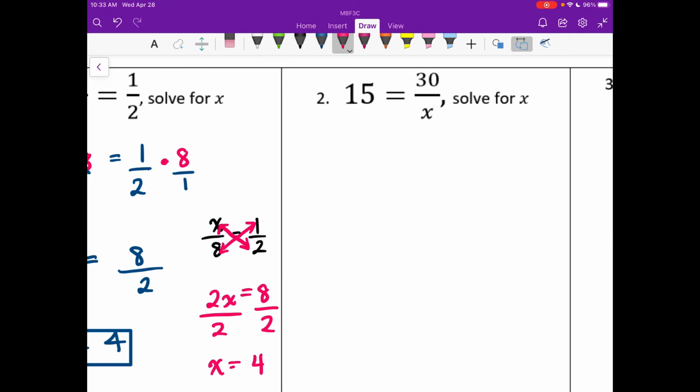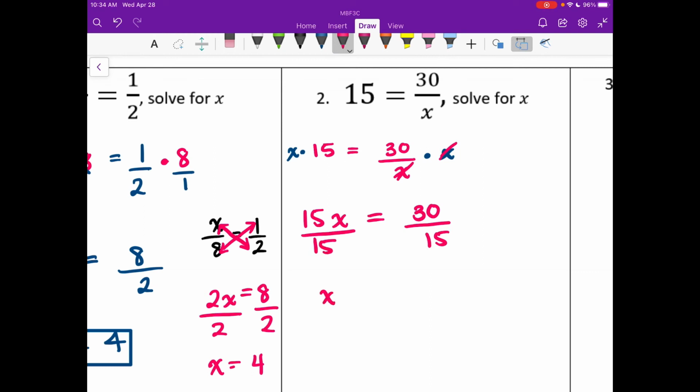Okay? All right. So if we have 15 equals 30 over x, and I'm trying to solve for x, I know that x is in the denominator here, so I can't really do much with it. So I'm going to have to get rid of it somehow. So I'm going to multiply both sides by x. Right? So 15 times x is going to give me 15x. In this situation, the x's will cross out, right? And then I'm just going to divide both sides by 15 to get rid of that 15 in front of the x. And x is going to be 30 over 15, which is 2.